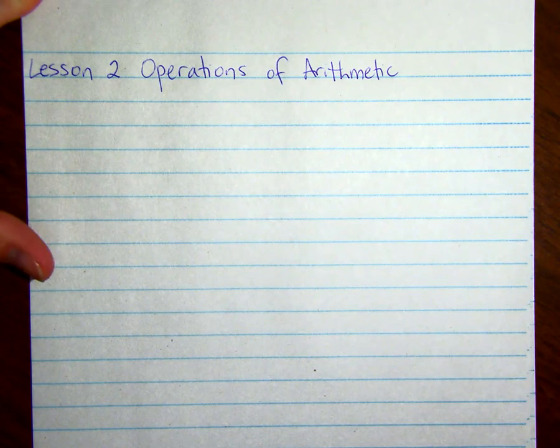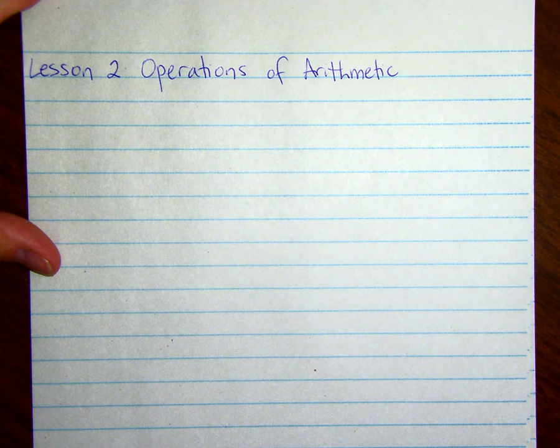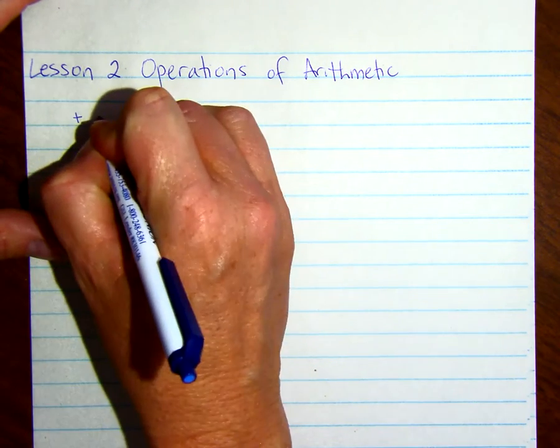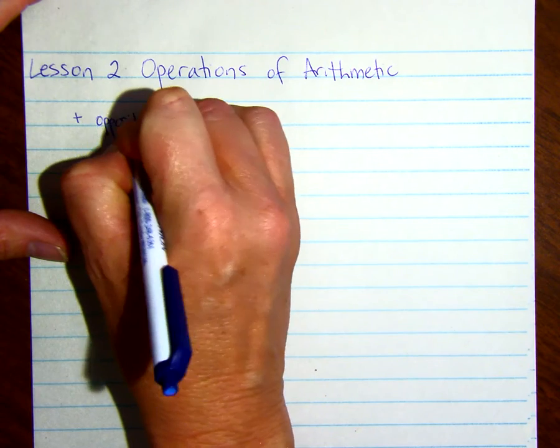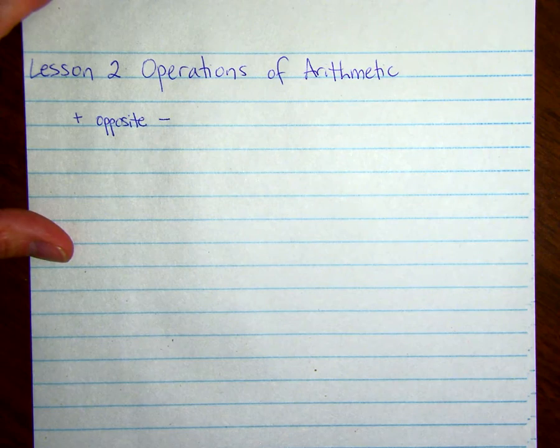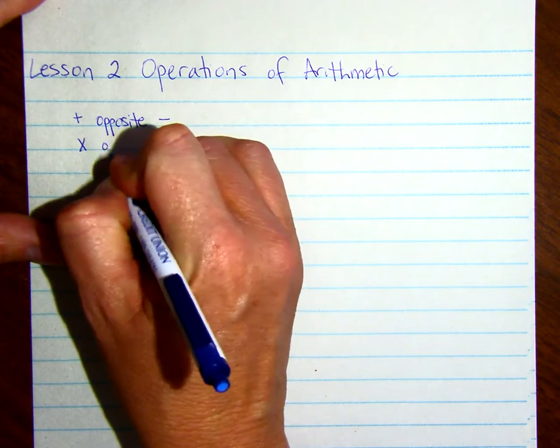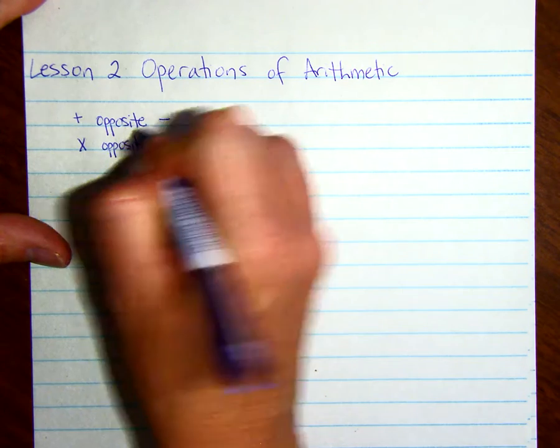So when we are doing arithmetic, there are different operations that we do. One is like adding, subtracting, multiplying, dividing. Adding and subtracting are called opposites. So if we just put a plus sign, the word opposite, and then a minus sign, that just reminds us that adding and subtracting are opposites. Multiplying is opposite to dividing.